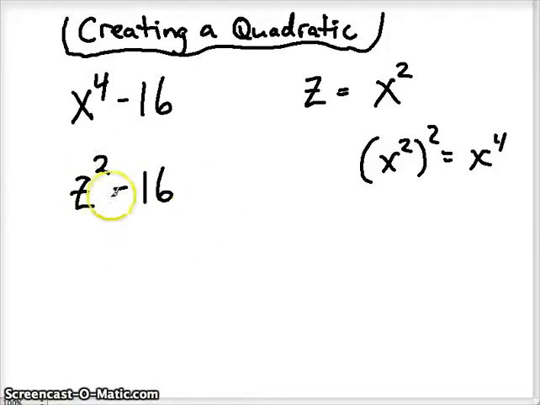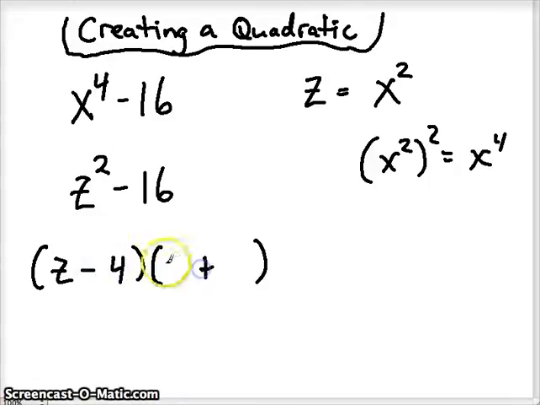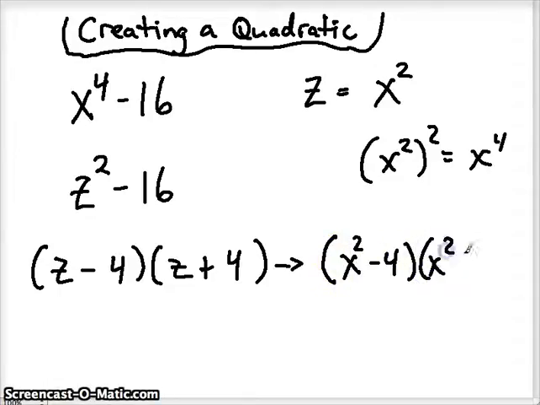So now I can use my difference of squares factoring pattern for quadratics. That's just the square root of the first term, the square root of the last term, with a minus and a plus between them. If I FOIL this back out, I should get z squared minus 16. And so I've factored. But if I replace z at this point for what it stands for, which is x squared, everywhere you see a z, let's put an x squared in there. Then I now have my correct factored form of x to the 4th minus 16.